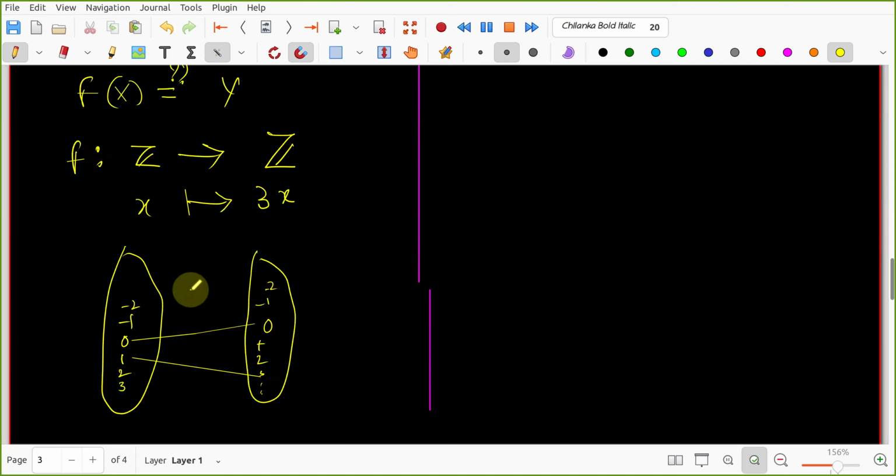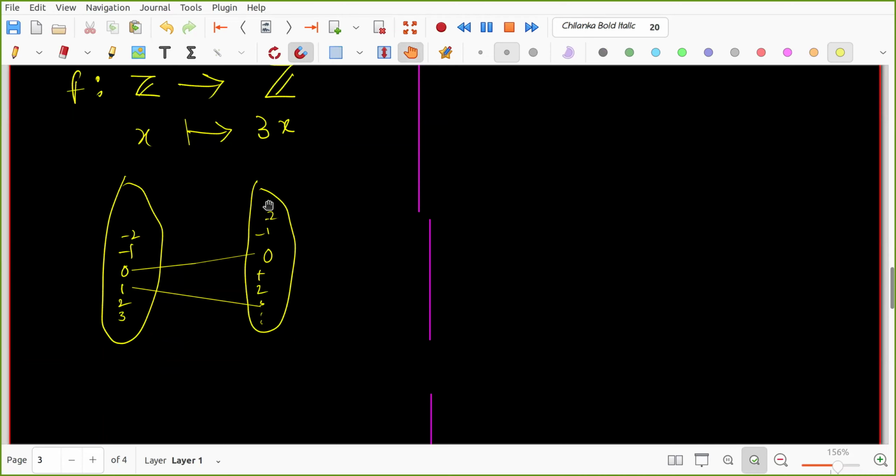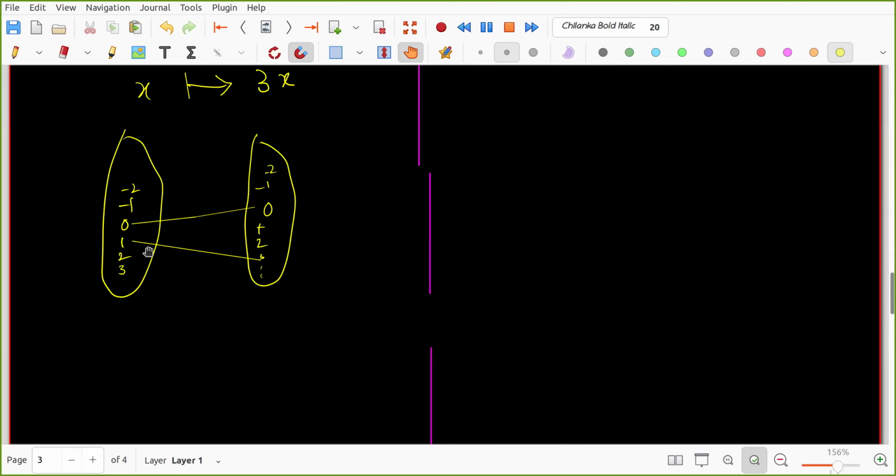So which elements? Is every element covered in the codomain? No, sir. Which elements are covered now? Which are not multiples of 3, like 4. Image of 0 is 0, image of 1 is 3, image of 2 is 6, image of -1 is -3. Yes, sir. Right. So what are the images?